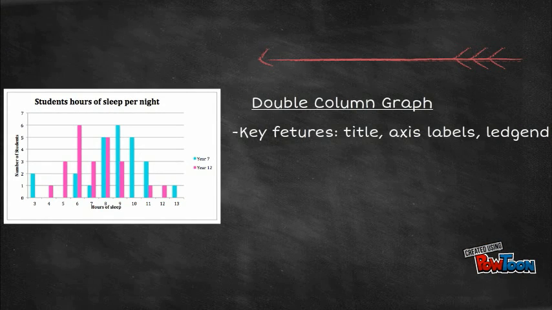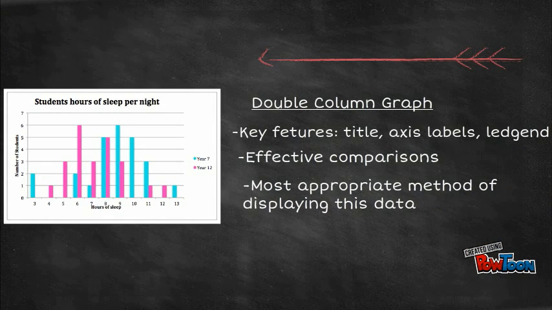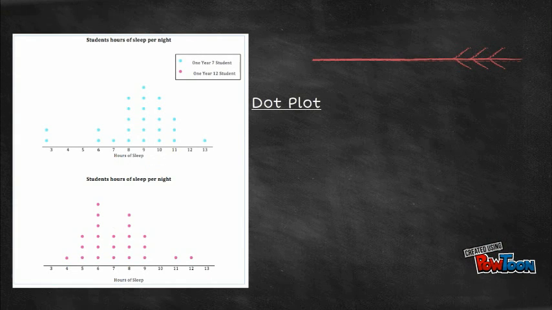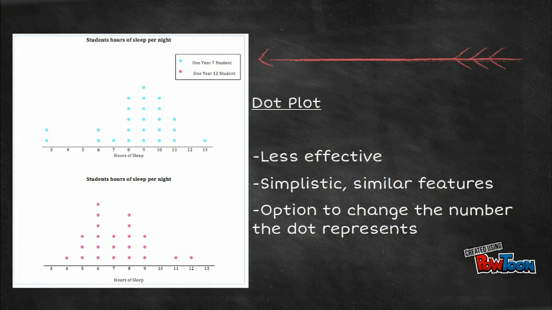The double column graph is a really effective way to show the comparison side by side, and in this case it compares Year 7 students to Year 12 students' sleeping habits. This graph shows the two categorical variables clearly and is the most appropriate method for displaying the data. A dot plot is less effective than the double column graph as it has two separate graphs per categorical variable. However, it effectively shows the data in a simplistic way.